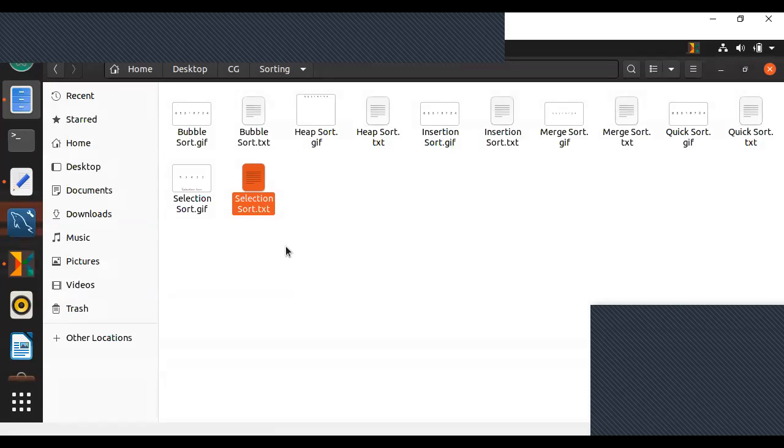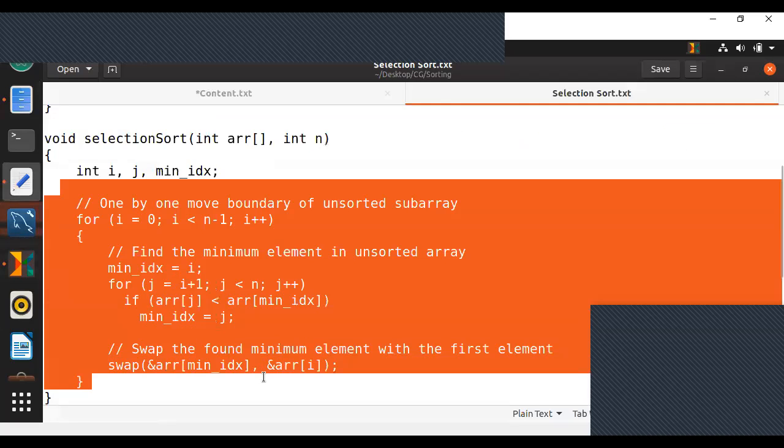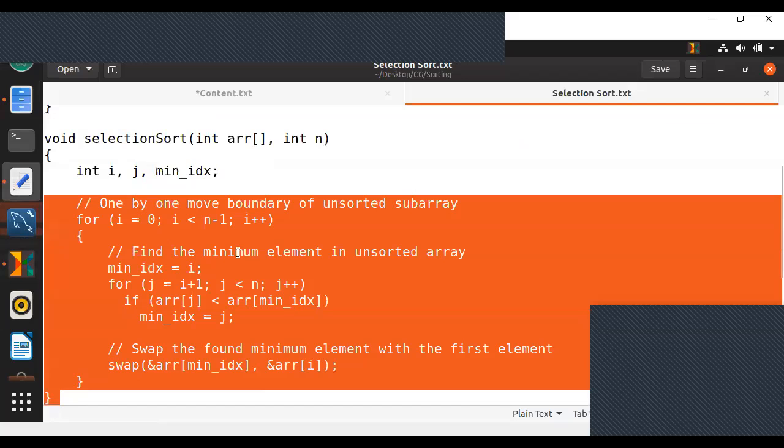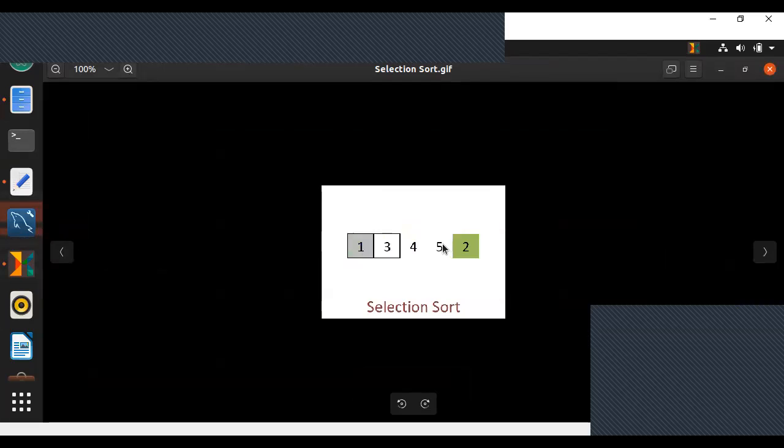So the next sorting algorithm we'll go through is called selection sort. If you go to the code of selection sort, it's something like this. This also has two loops, but let us try to understand what happens here. You are finding the smallest element and swapping it to the first. Then you're finding the second smallest element and swapping it with the second. Then the third smallest element, swapping it to third position. Fourth smallest element, swapping it to fourth position. Then just one is left.